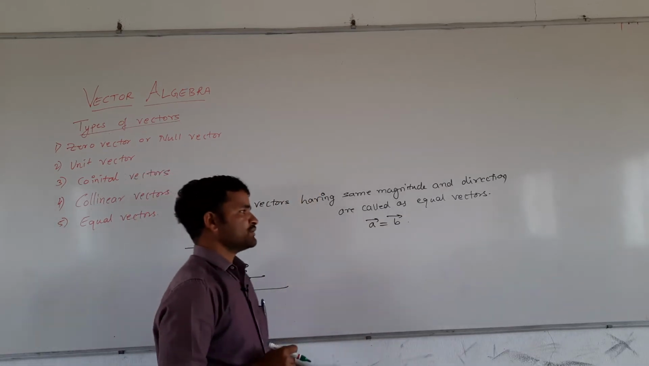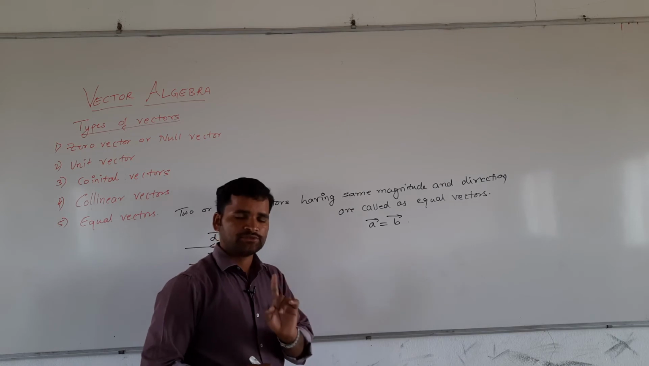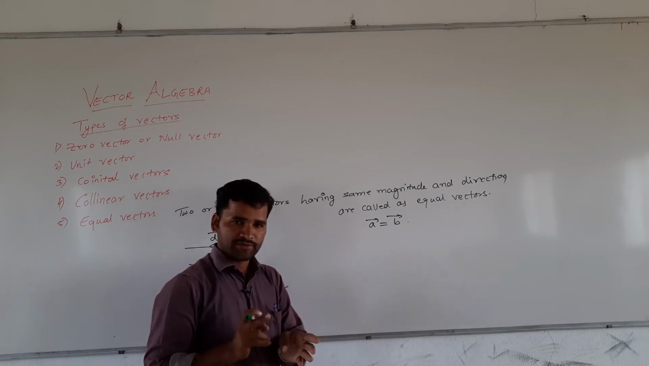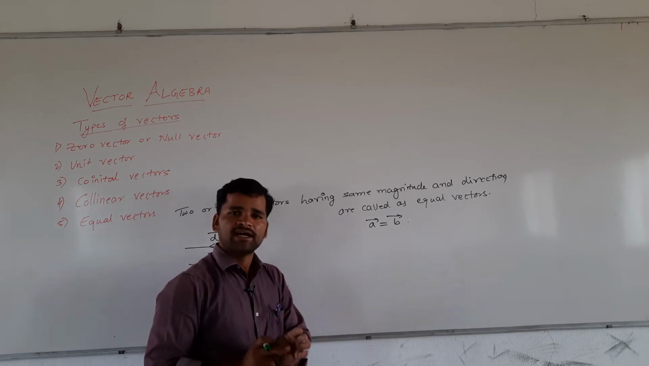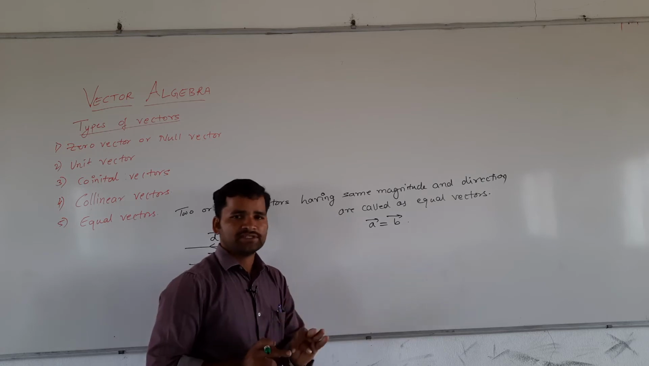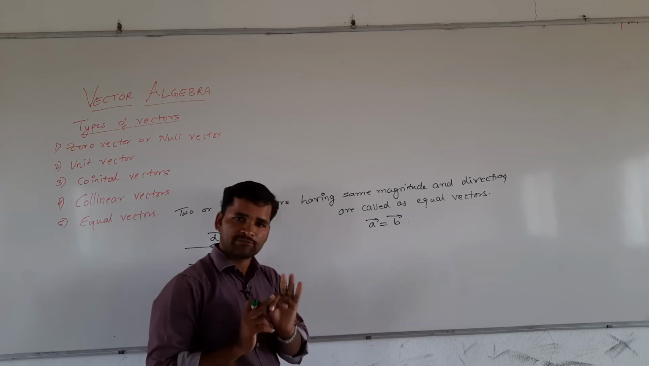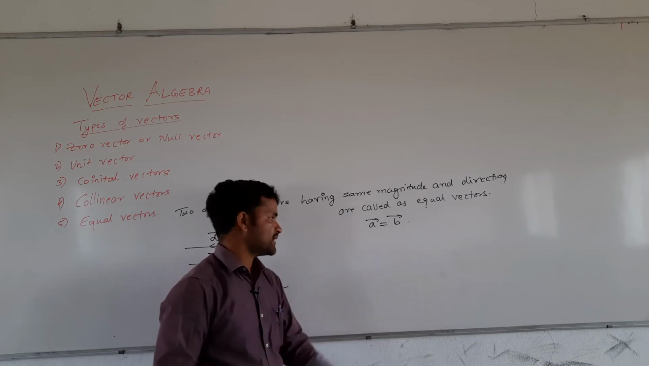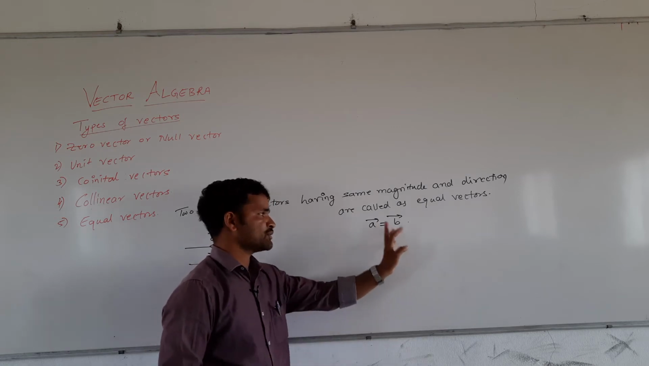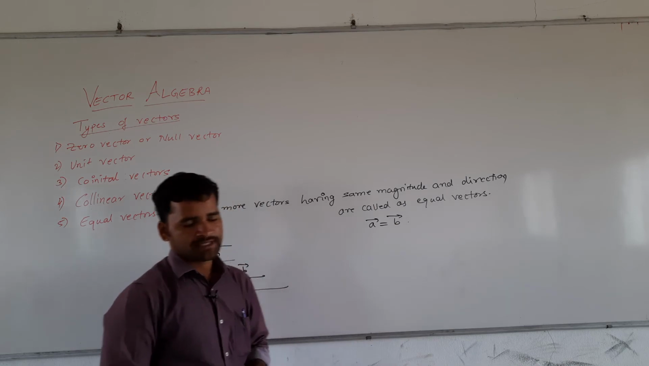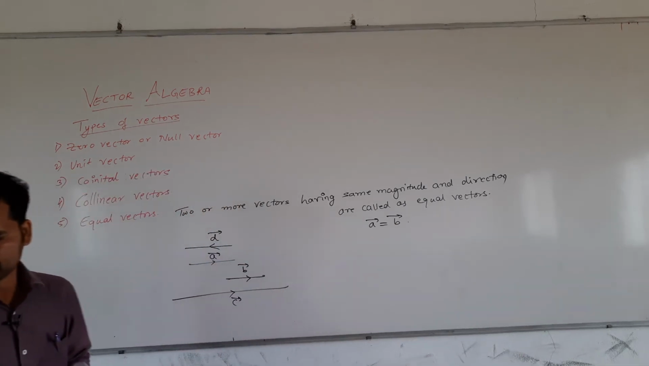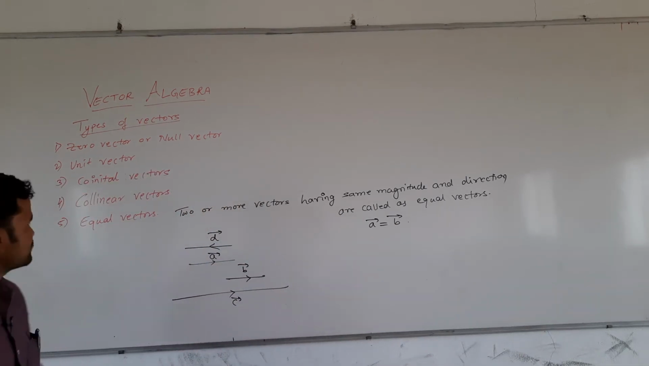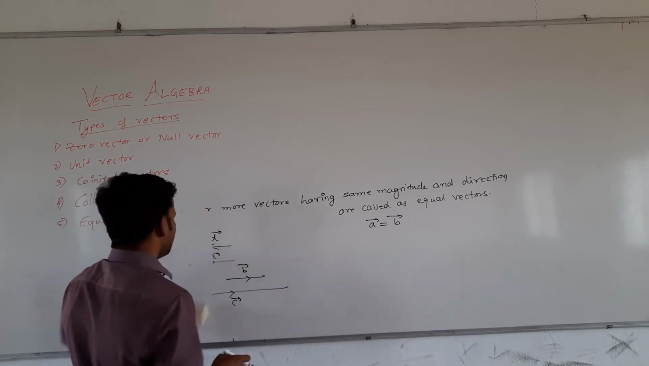Once again, both the quantities should be the same. One is direction, another one is magnitude. If both magnitude and direction are the same, then we say those two vectors are equal. We write it as vector A is equal to vector B. Okay, this is about the fifth type of vectors.